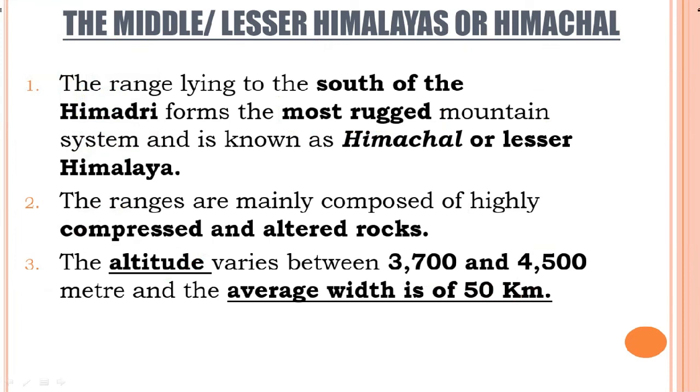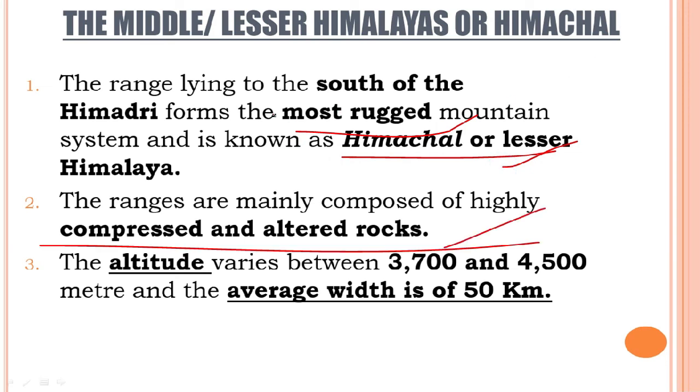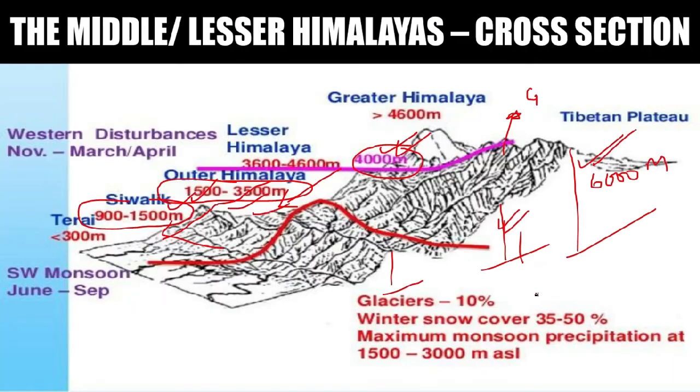When we learnt about the middle Himalayas, we learned that it is the most rugged mountain, and it is also known as Himachal, composed of compressed and altered rocks. We have also seen that the altitude varies between 3,700 and 4,500 meters, roughly coming down to 4,000 meters, and the average width is 50 kilometers. This is how we learned the characteristics of all three sections at one place, and you can also try to incorporate this type of drawings, maps, diagrams in order to simplify your notes.